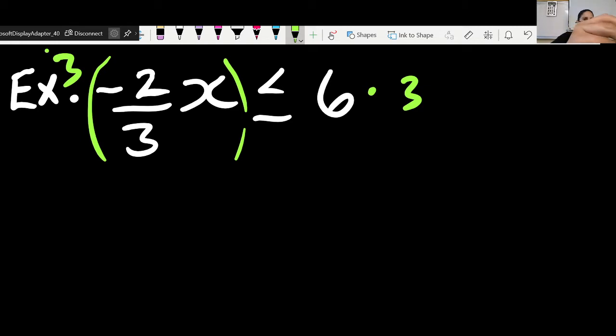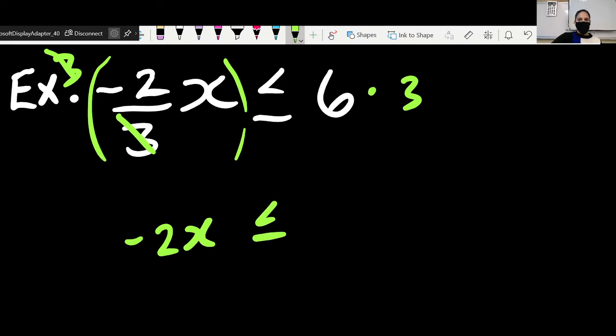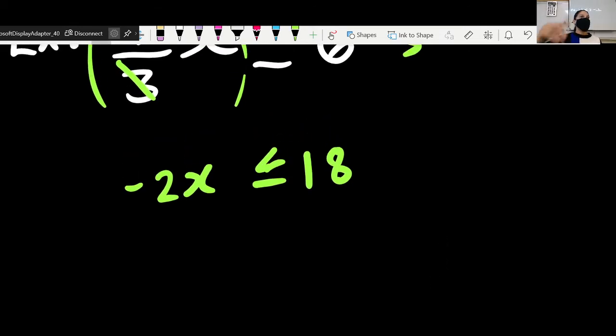The reason we did it is to get rid of it here. So we now have negative 2x is less than or equal to 6 times 3, which is 18. So far, so good? What's our next move? We want x by itself. So what do I do next?